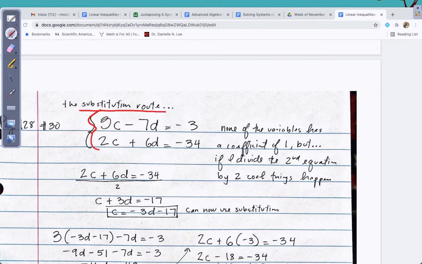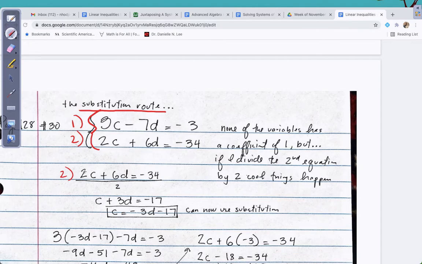And what I'm noticing is that none of the variables has a coefficient of 1. Normally you like to see a variable with a coefficient of 1. It's easy then to solve for that variable and isolate it and then substitute that value into another equation. That's the very essence of substitution. But here, that setup has not yet been created. However, if I take this second equation, let's call this equation 1 and equation 2, and I'm dividing the entire equation 2 by 2, some cool things happen here.